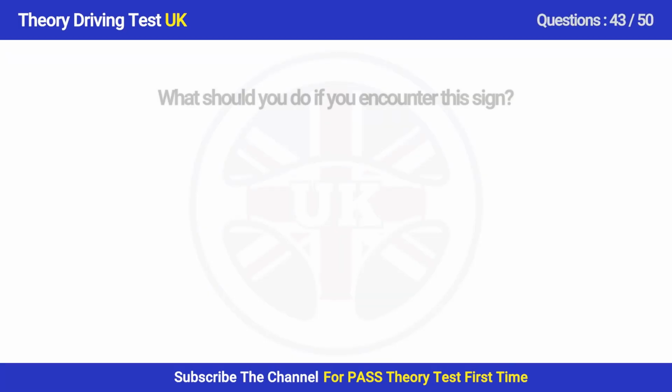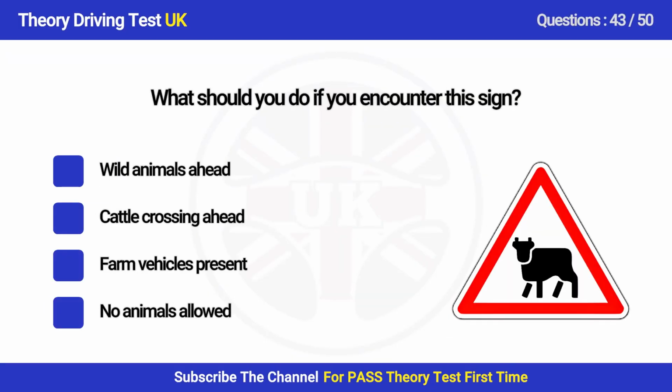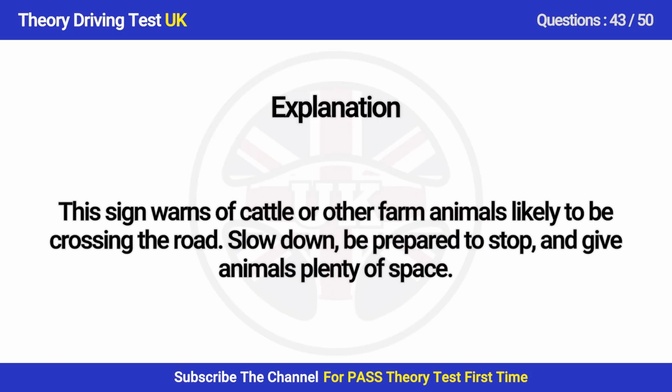Question 43. What should you do if you encounter this sign? A. Wild animals ahead. B. Cattle crossing ahead. C. Farm vehicles present. D. No animals allowed. Answer is B. Cattle crossing ahead. This sign warns of cattle or other farm animals likely to be crossing the road. Slow down, be prepared to stop, and give animals plenty of space.